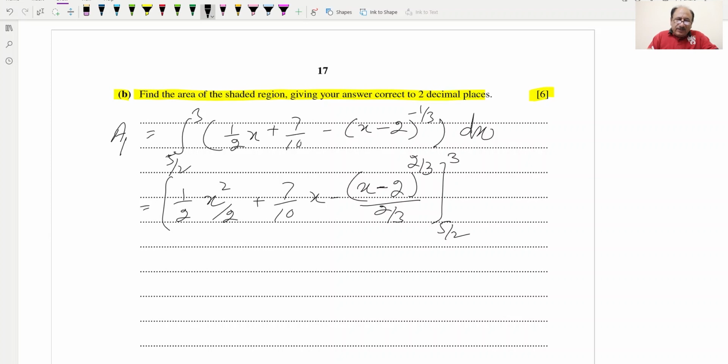Now we will replace the upper limit first and then the lower limit. Before replacing limits, we will just simplify this. So it will be x squared over 4, plus 7x over 10, minus 3 by 3 into (x minus 2) raised to power 2 by 3, over 2. Now this one we have well arranged, and this will be 5 by 2 to 3.